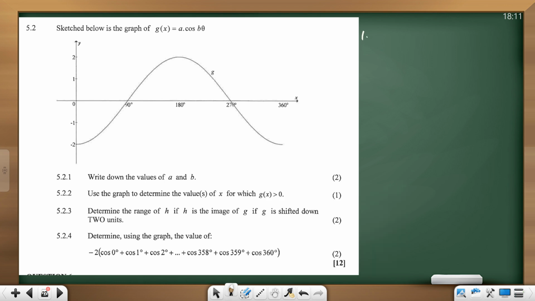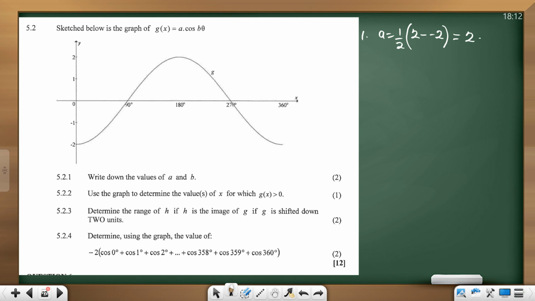A talks about the amplitude: maximum minus minimum, divided by 2. A would be one over two times what? What's the maximum? 2. Minus negative 2, divided by 2. 2, really. You have your calculator.